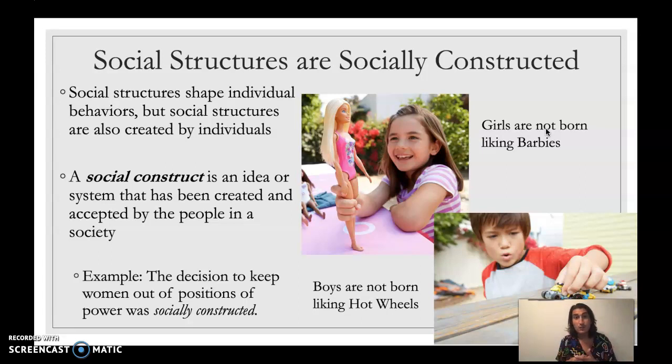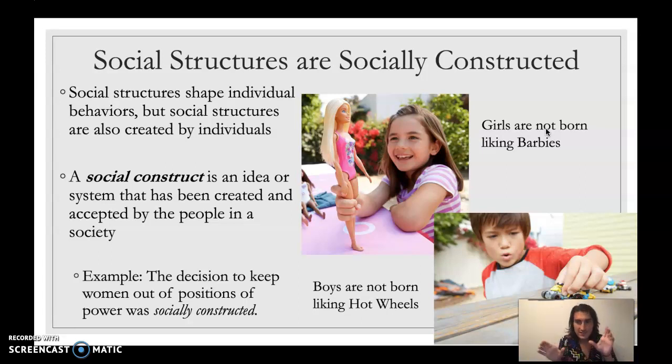Another example of the ways in which gender is socially constructed is that girls are not born with this inherent liking of Barbies or desire to play with Barbies, nor are boys born with this biological desire to play with Hot Wheels, right? Those are learned behaviors. Those are gendered behaviors that we teach boys and girls in our society because we socially constructed this idea that girls should play with dolls and boys should play with trucks, right? So those are behaviors, those are ideas that we socially constructed.